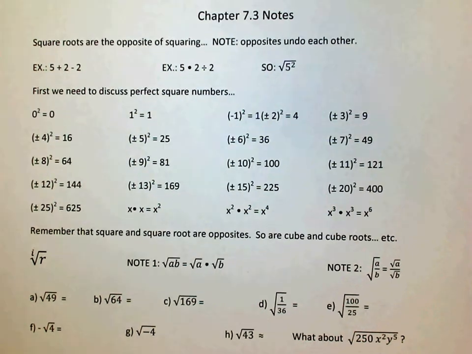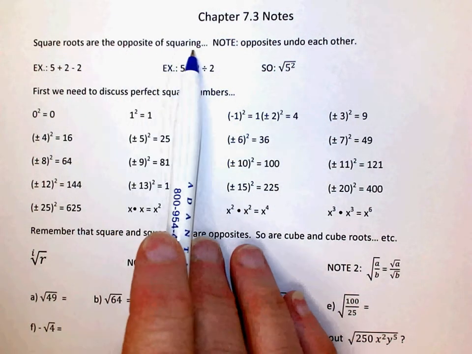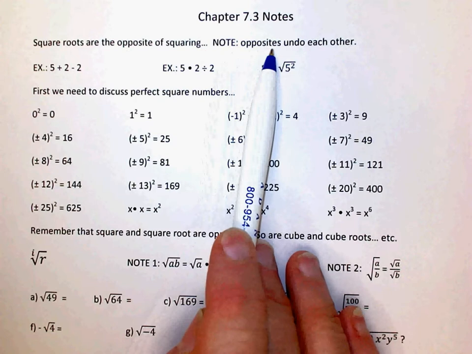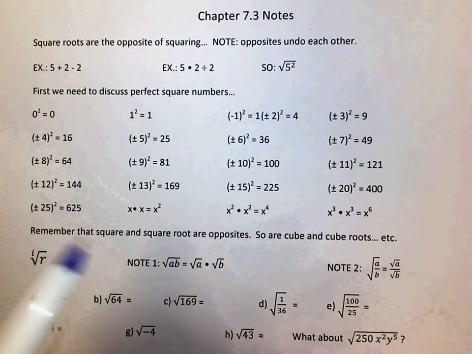Alright, we are in the last module, Module 6 for Math 55, so you're getting close to the end. Square roots are the opposite of squaring. Note, opposites undo each other, or opposites kill each other technically.